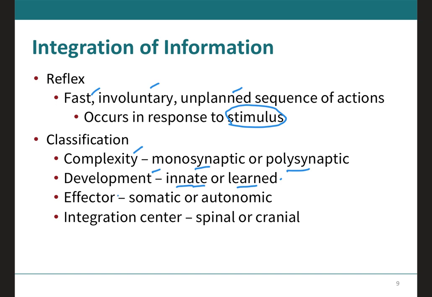Next, we have effector. The effector can be either somatic or autonomic. Somatic is always skeletal muscle. Autonomic will be cardiac muscle, smooth muscle, or glands. And last, we have a classification according to the integration center, so where this information is integrated and analyzed. It can be at the level of the spinal cord or at the level of the brain. If it's at the level of the brain, we call it a cranial integration center.